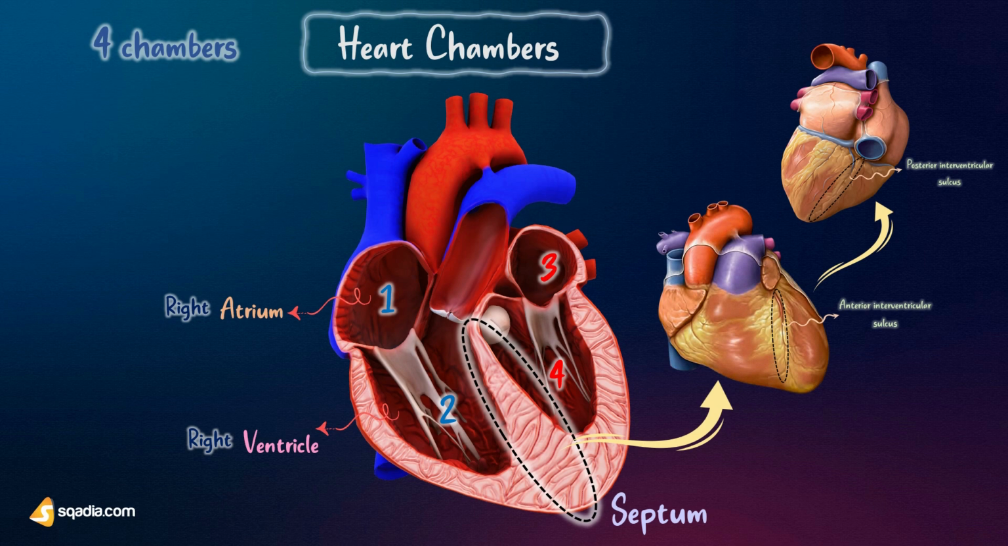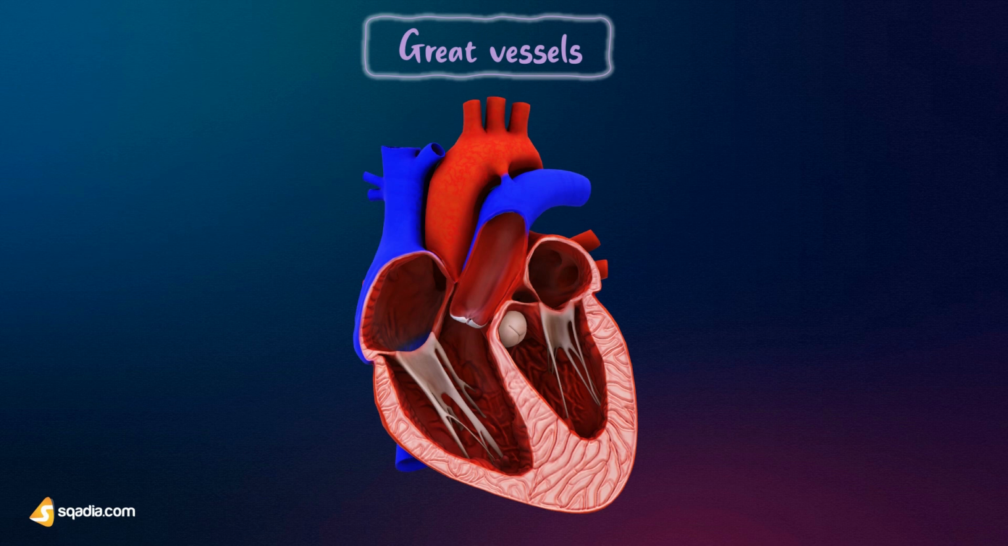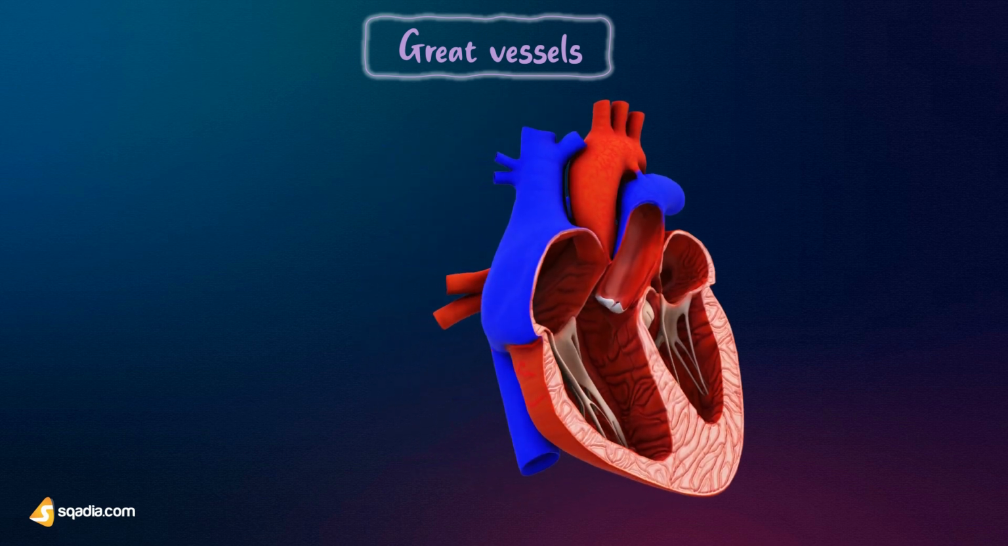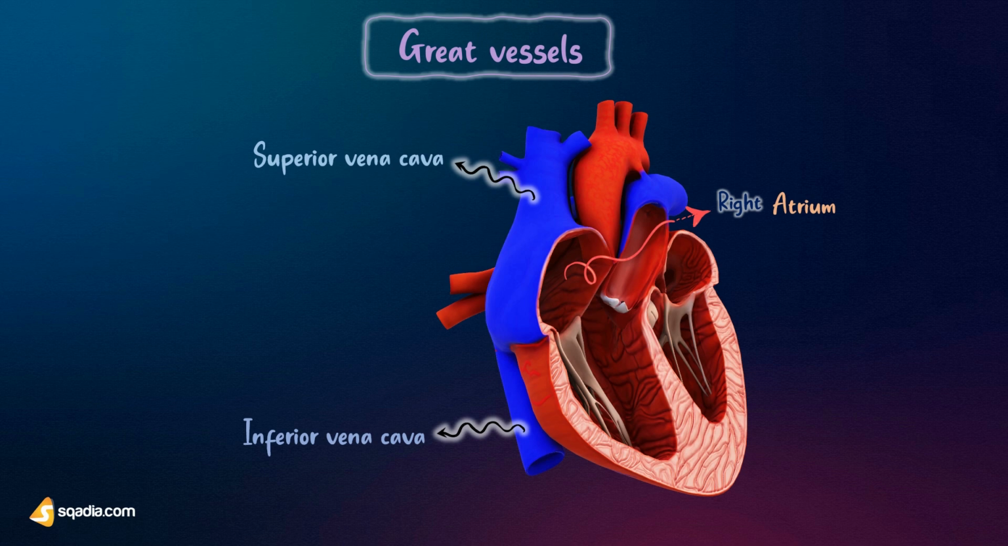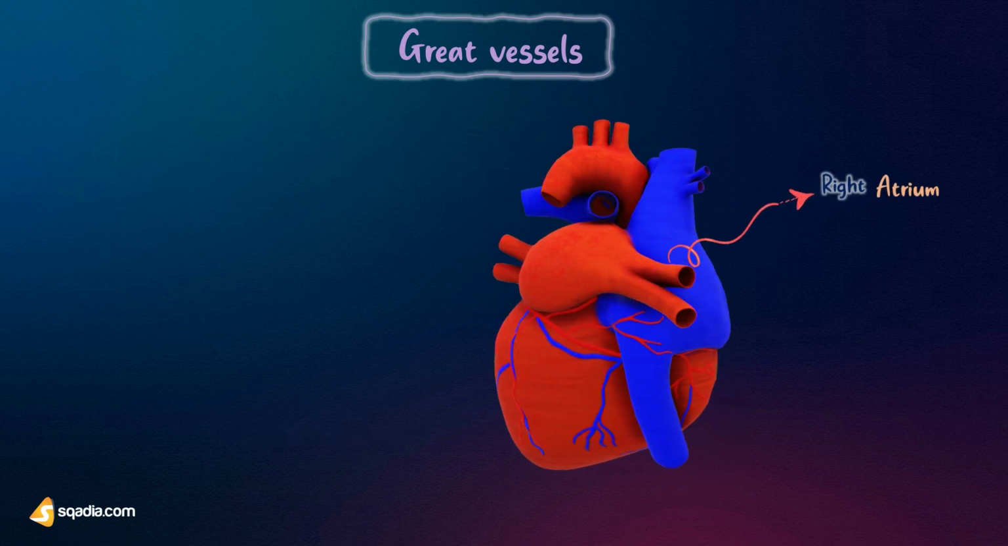After learning about heart chambers, we will look into the great vessels of the heart that are directly associated with the heart. Here, the right atrium of the heart receives blood directly from 2 large veins called the superior vena cava and the inferior vena cava, and from a smaller vein called the coronary sinus.